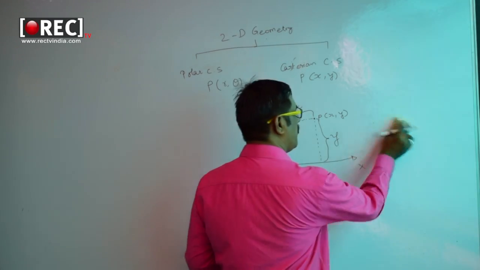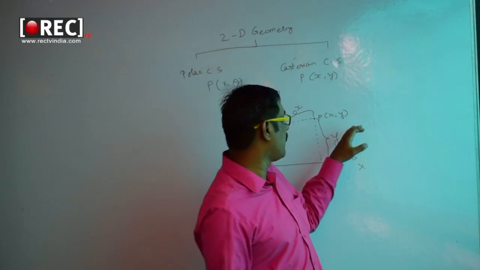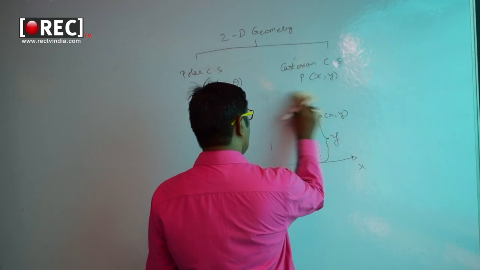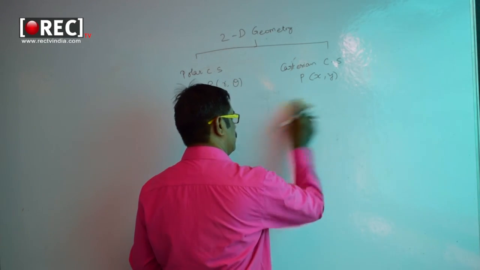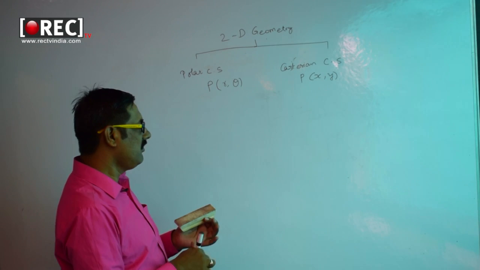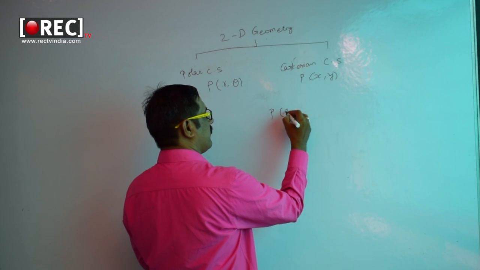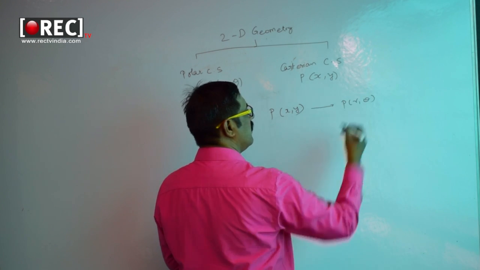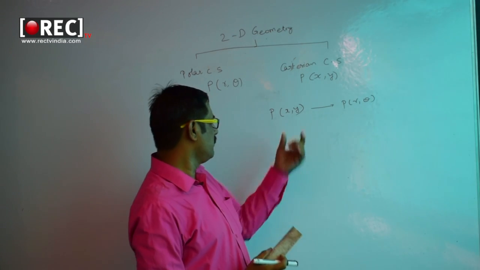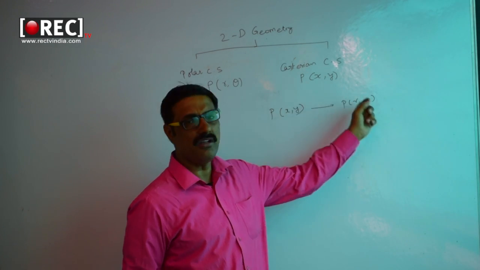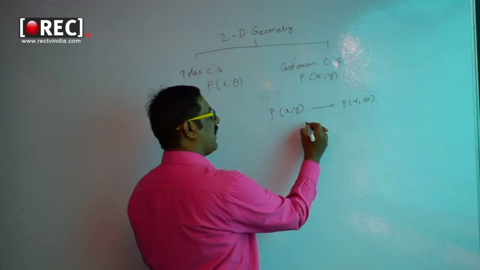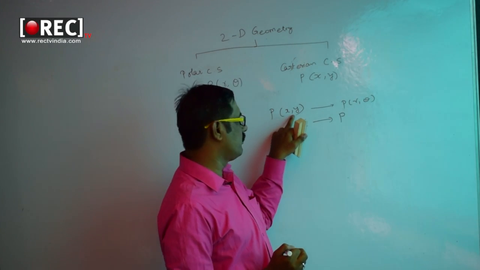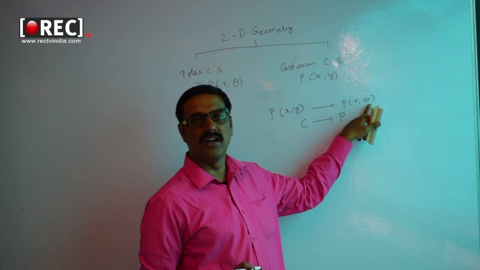Now let me explain how to convert a point from the Cartesian coordinate system to the polar coordinate system. A point P(x, y) is to be converted to the point P(r, theta). This means I know the Cartesian coordinates and I need to convert them into polar coordinates. That represents Cartesian to polar conversion. That means we know x, y values and I need to determine r and theta from x and y.